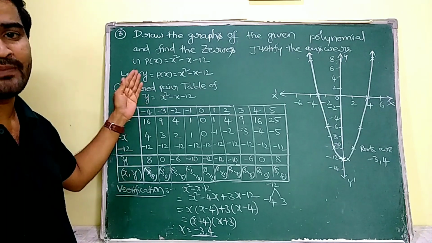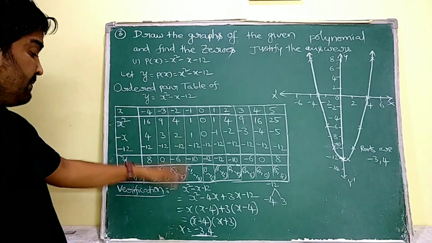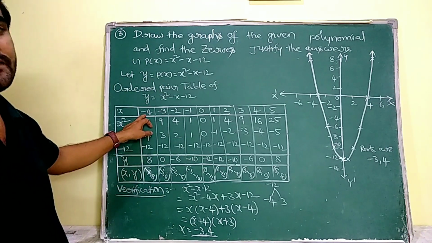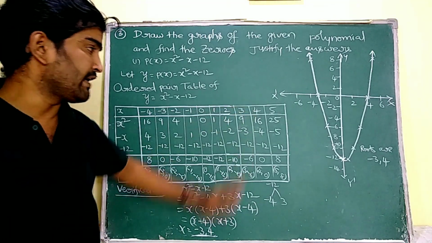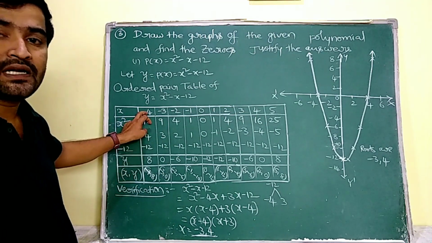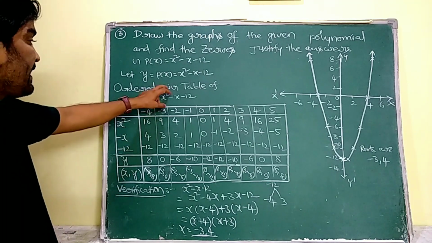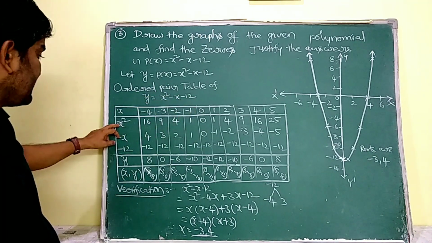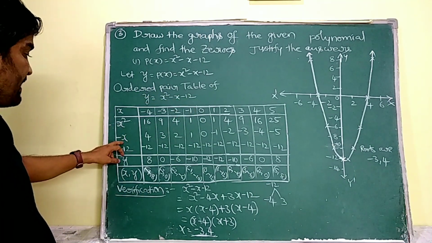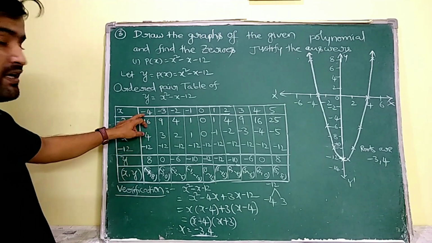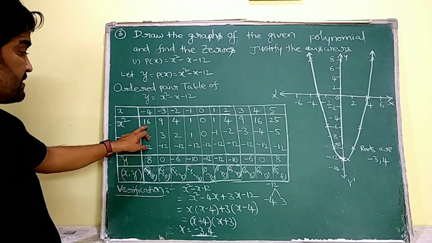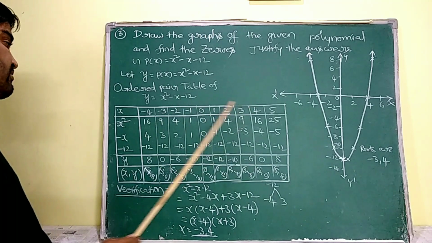I am going to take one more value on the left side of minus 3, that is minus 4. From minus 4 I am going to write up to 5. These are the x values. Now I already asked you to write these three terms in a separate box. So x square minus x minus 12. X value is minus 4, then x square is equal to 16. Similarly, you have to write all the values.